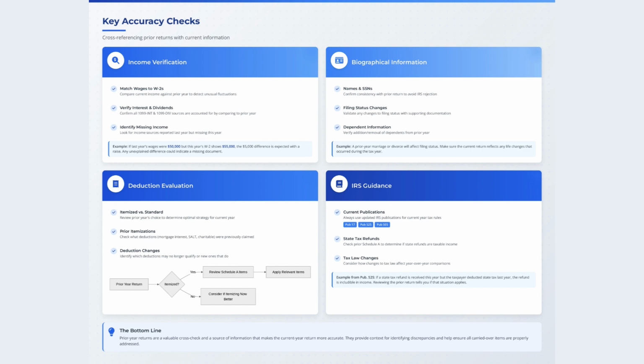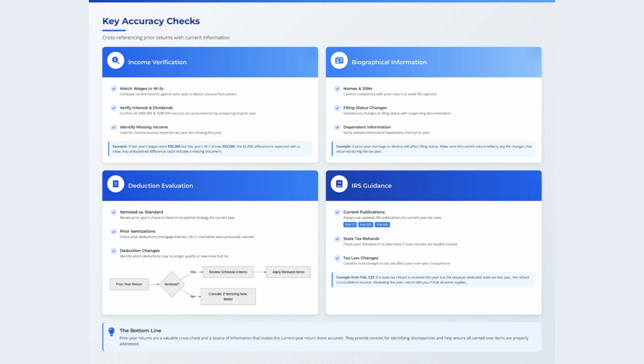Number 4. Follow IRS guidance. Last point, and this one's critical for both the real world and the EA exam. Always refer to the latest IRS publications. Here's an example from Publication 525. If a taxpayer receives a state tax refund this year, but they deducted that state tax on last year's return, then the refund must be included in income this year. But how do you know if they deducted state tax last year? Easy, you check the prior return. That's how we avoid missing taxable items that might not be obvious.